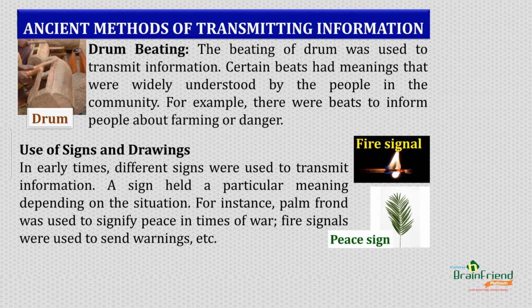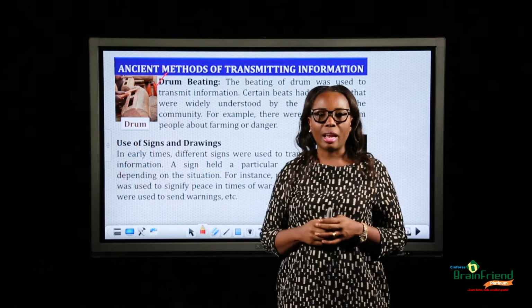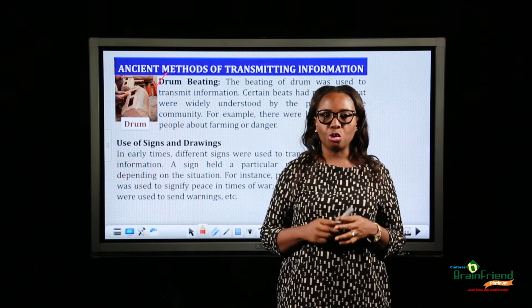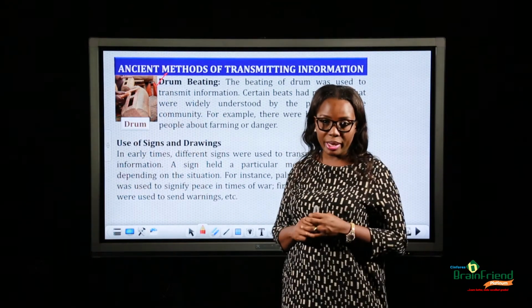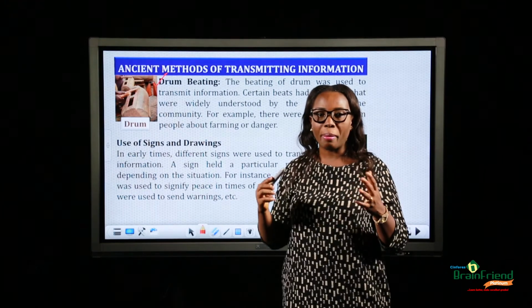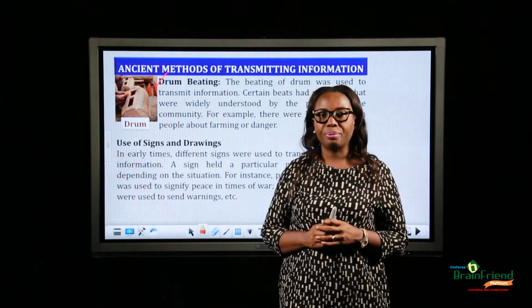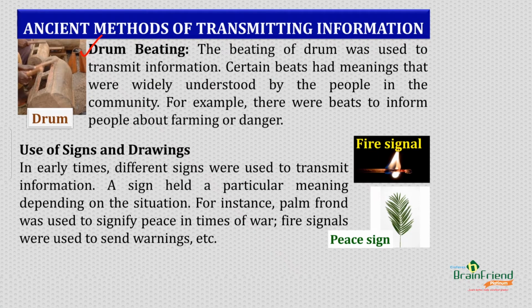The next ancient method of transmitting information we have on our list here is drum beating. Over time, drum beating has been used to pass information. Each beat has a particular meaning that is understood by a particular set of people. For example, there are beats to inform people about famine or danger.